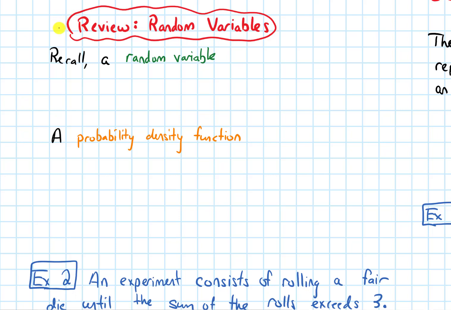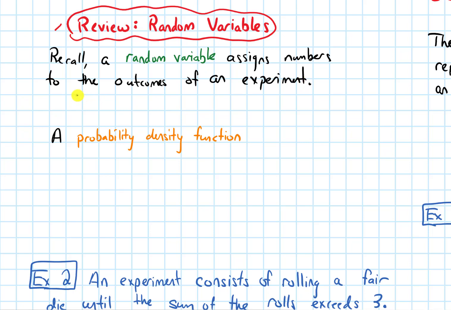In this video, we are continuing to review for quiz 4, and we'll talk about random variables. So recall that a random variable assigns numbers to the outcomes of an experiment.